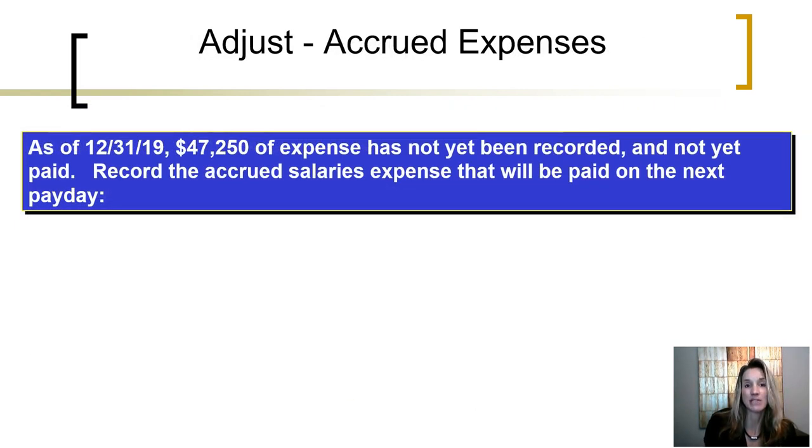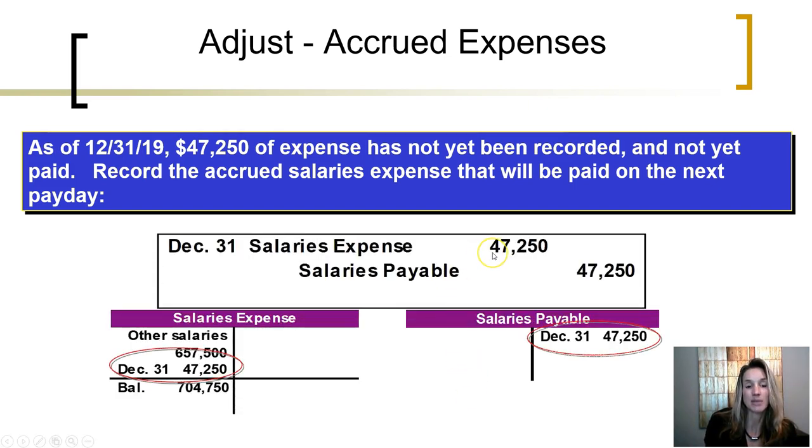The journal entry that we will need to record will be a debit to salaries expense, increasing the expense to reflect the 3 last days of the current year, bringing salary expense to total all salary expense incurred during the year, and we are recording a liability. As of December 31st, the company has a liability to pay its employees $47,250. That liability will be paid at the next regular payday, which is not until 2020. Even though it's only in 2 days, it's still a liability as of the Wednesday of 2019.